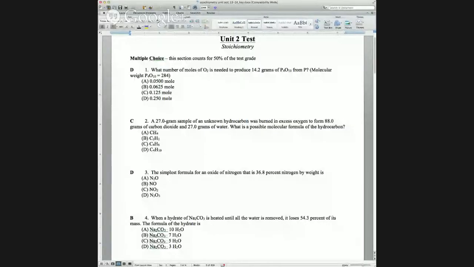A 27-gram sample of an unknown hydrocarbon was burned in excess oxygen to form 88 grams of carbon dioxide and 27 grams of water. What is the possible molecular formula of the hydrocarbon? All right, no calculator. This is multiple choice. So I just set my calculator aside, and I'm going to open up my Bamboo tablet, and we'll go ahead and get to work on this one.